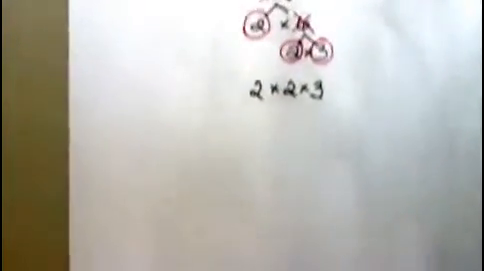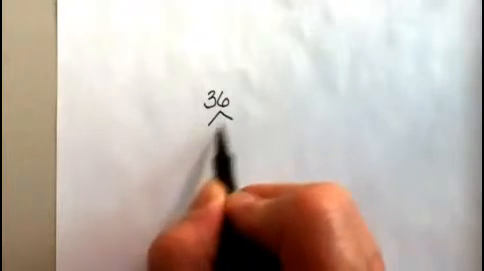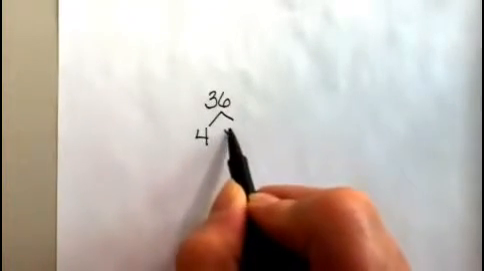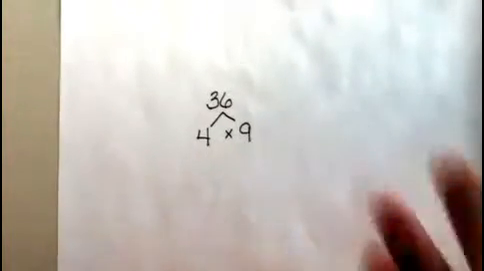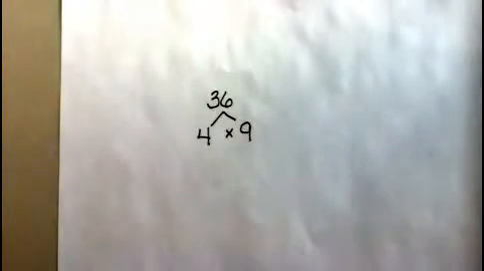Let's try that again. Now we're looking at the number 36. With 36, to find two factors, I have lots of choices. I could use 2 times 18. I could use 6 times 6. I'm going to choose 4 times 9. Maybe you would choose a different set of factors, and that's okay. You should get the same answer as I do.